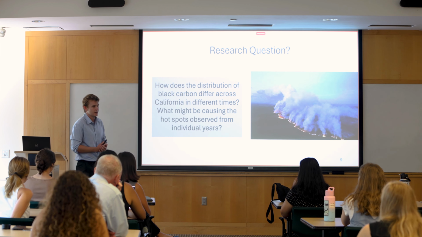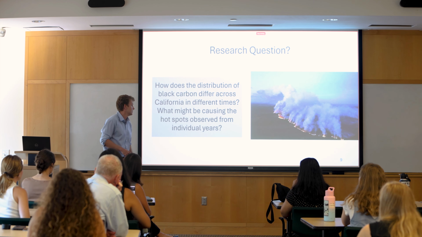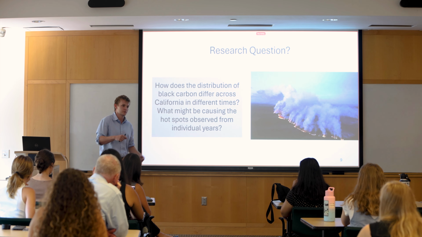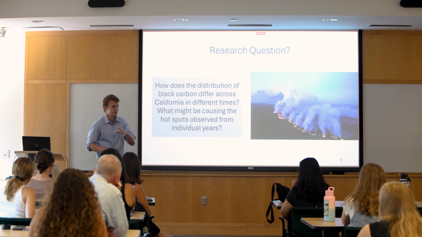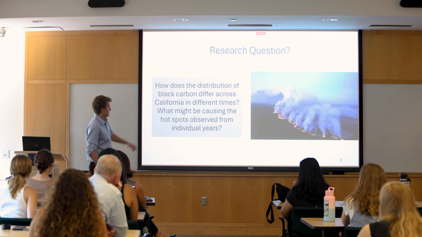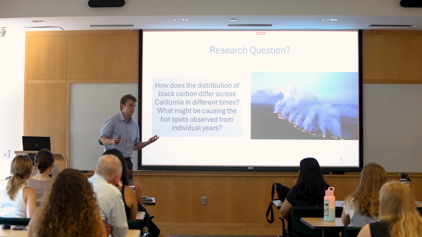So with all this data, what did I want to do? I structured it as: how does the distribution of black carbon differ across California at different times? We're looking at 2010, 2016, and 2024, how it's changing, where those hotspots are changing, and what might be causing the hotspots observed in individual years. So what's going on? Why is it changing?